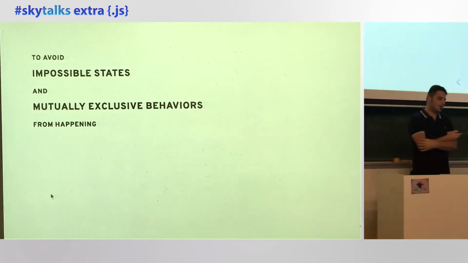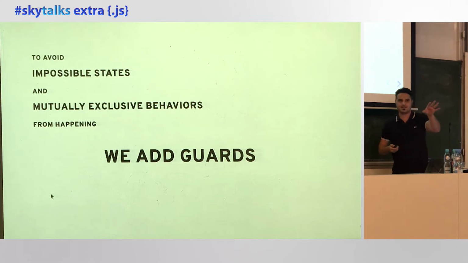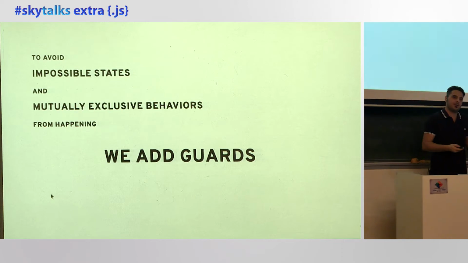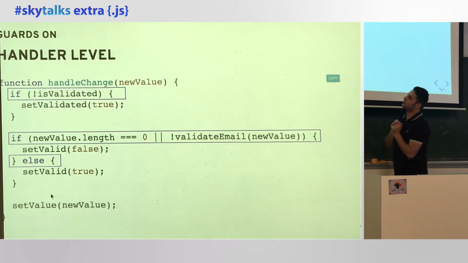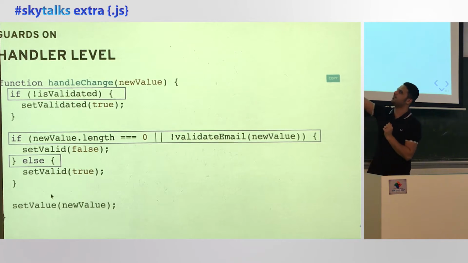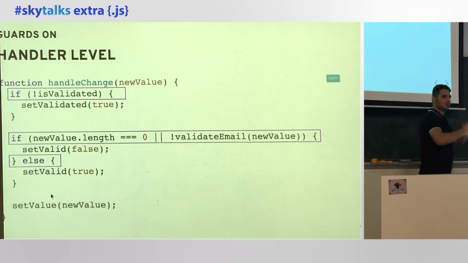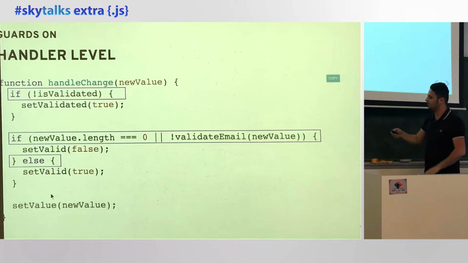So to avoid these impossible states and mutually exclusive behaviors from happening, we not only test, but down to the runtime, we also need to add guards, because we don't want that code to happen. So what we do is add guards. We say that, okay, when the input is changing, if it's not validated, set validated to true. These are the guards that we add in order to avoid going to those impossible states. So the code could generate eight different variations, but now these guards avoid going to those 4 impossible ones. Make sense?